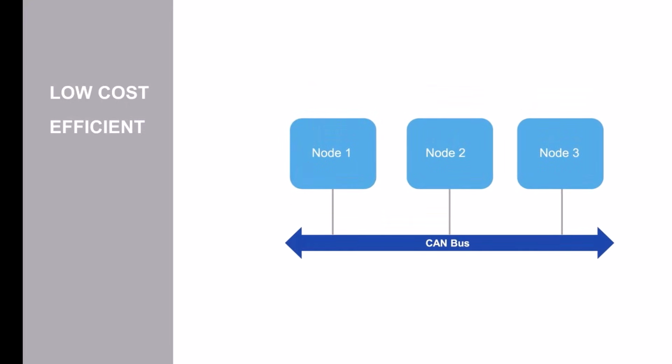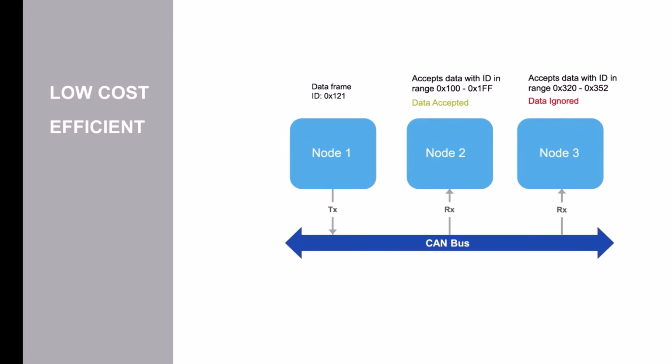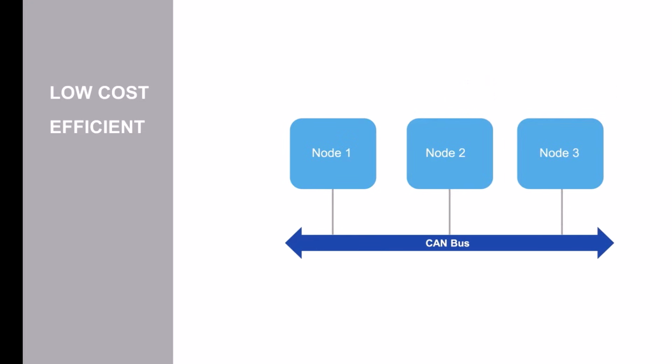CAN is efficient. The protocol is message-based, meaning every node on the network can send and receive messages and can determine if a message is relevant to them or should be ignored. Only one message can be transmitted on the CAN bus at a given time. An arbitration ID within the CAN frame indicates message priority, allowing higher priority messages to continue with no delay, while lower priority messages wait, thus avoiding message corruption caused by collision.